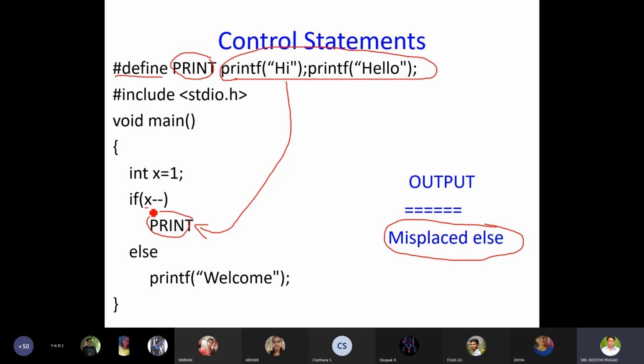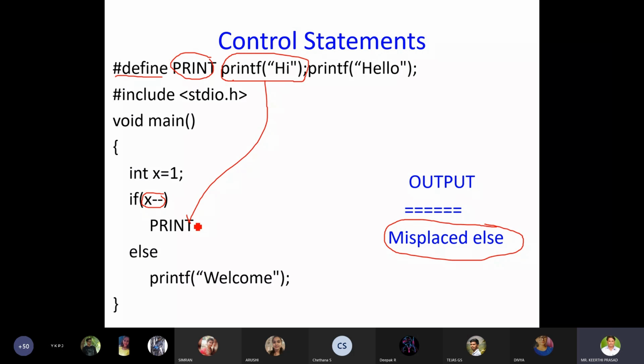See, the condition is x minus minus, whatever the condition may be. That condition is applicable to only one statement by default, if you are not placing any flower bracket. So that is applicable to this statement only. Am I clear?